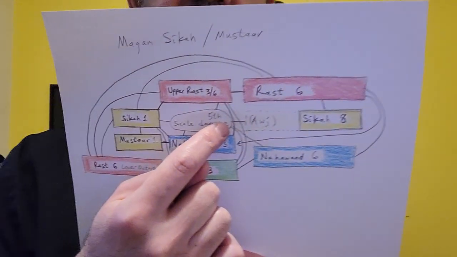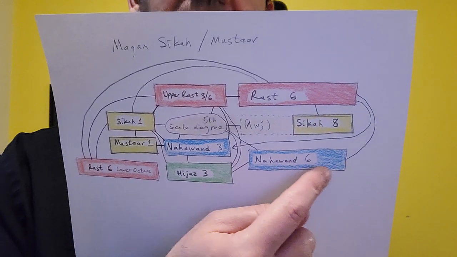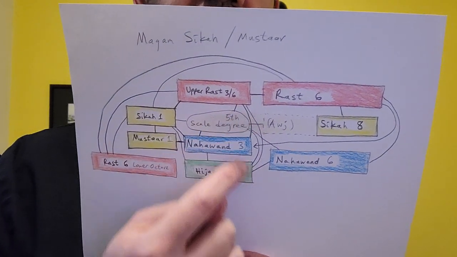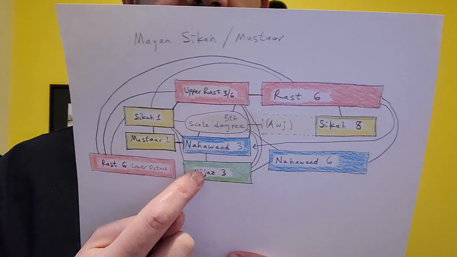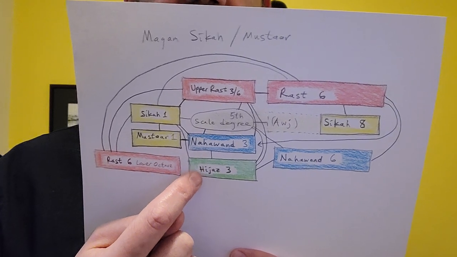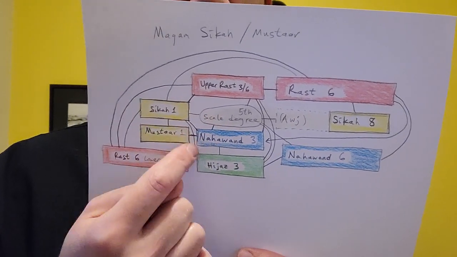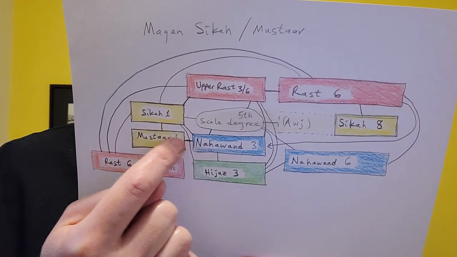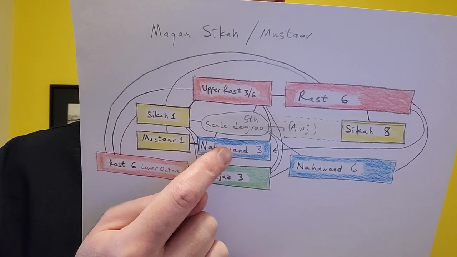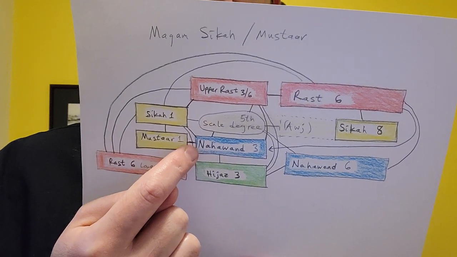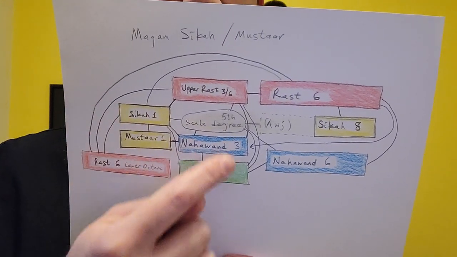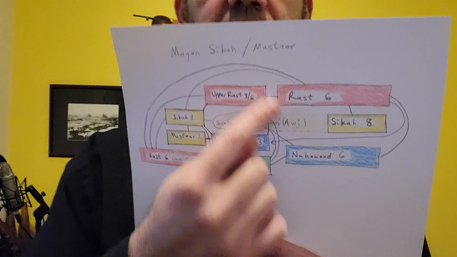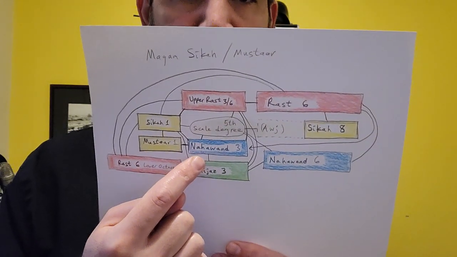Using the fifth scale degree, and then the nahawand, fifth scale degree going down to 5-4, flat 4 of hijaz, 3-3, and then I could go 3-2-3-4, 5-4-3-2-1, really playing among all of these different ajnas.